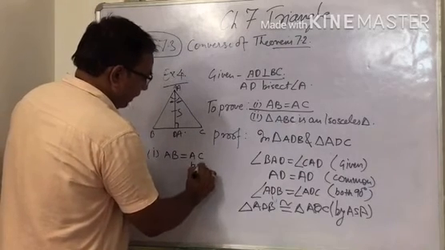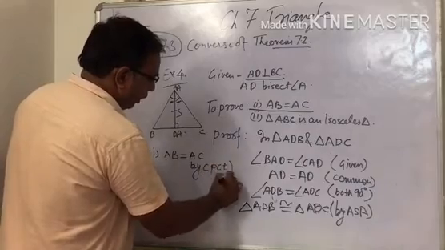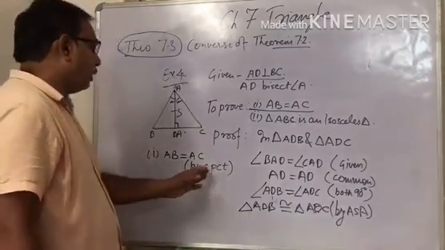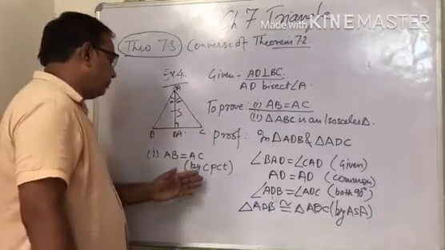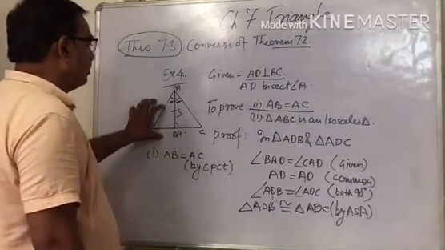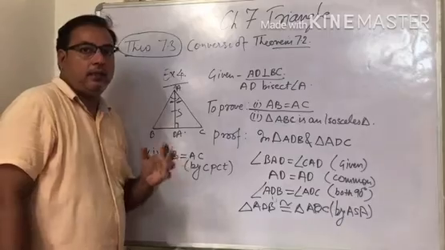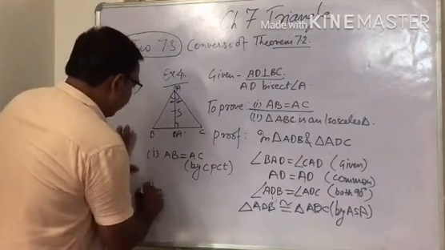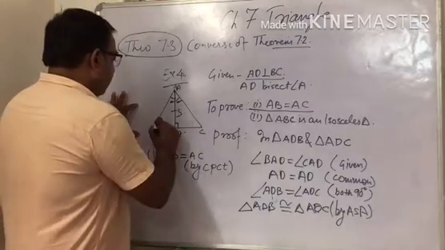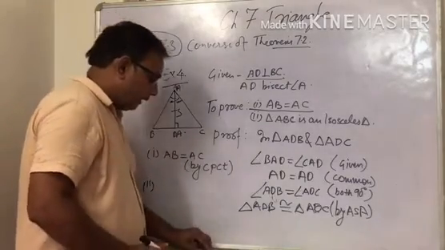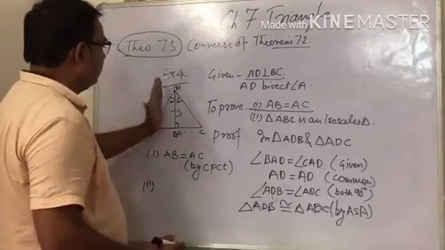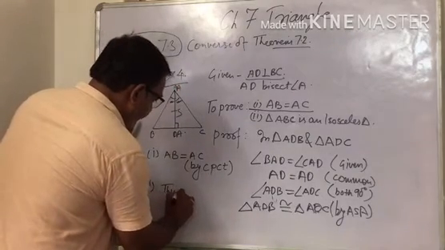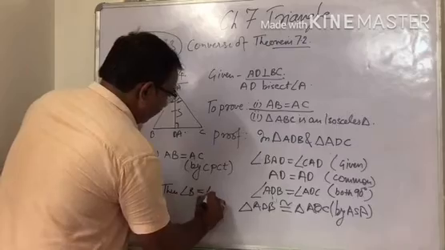AC by CPCT. It's a corresponding part of the congruent triangle. So if the triangle is congruent, their corresponding parts are also equal. Now, if we know that side AB is equal to AC, then angle B is equal to angle C also.